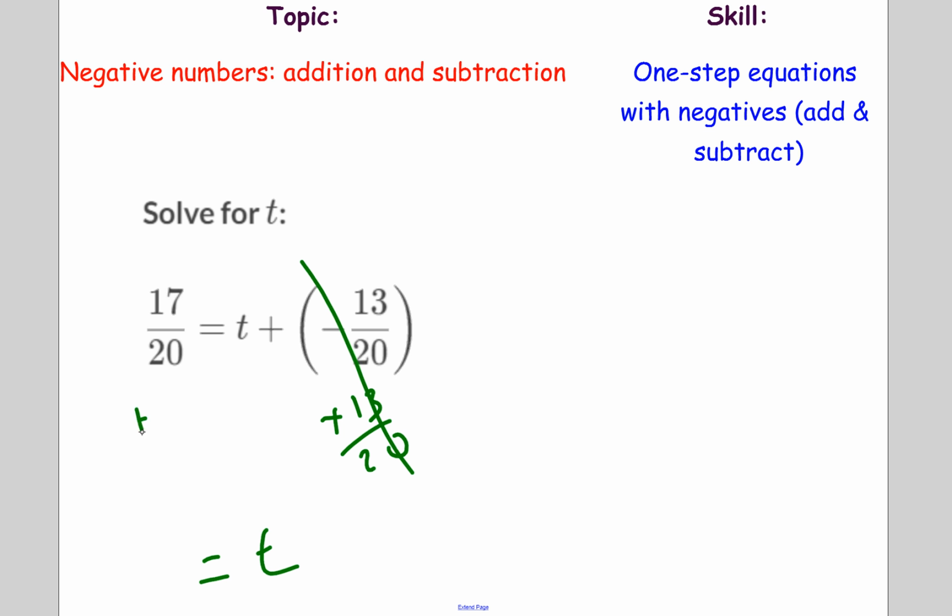Well, if I add 13 over 20 to one side, I need to add 13 over 20 to the other side, which gives me 17 plus 13 is 30 over 20, which, by the way, I'm going to simplify to 3 over 2. All right, so my answer is t equals 3 over 2.